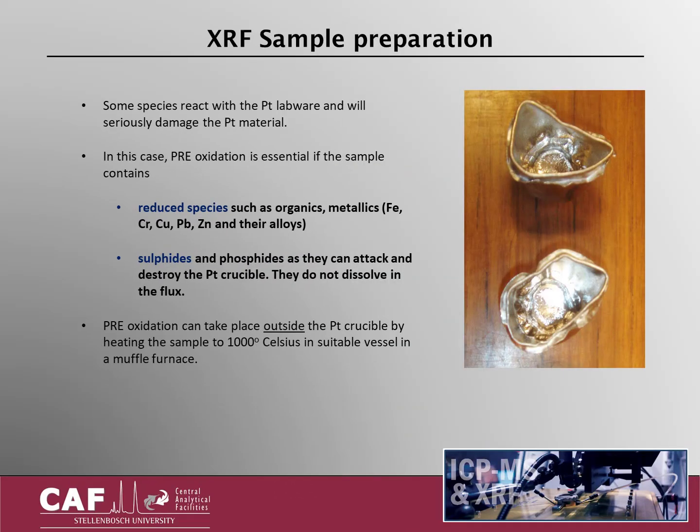Some samples containing reduced species may react with the platinum ware, which can seriously damage the platinum crucibles and molds. Since the platinum ware is very expensive, this should be avoided at all times and great care must be taken. The quality of the platinum ware will also influence the success of the fusion making process.